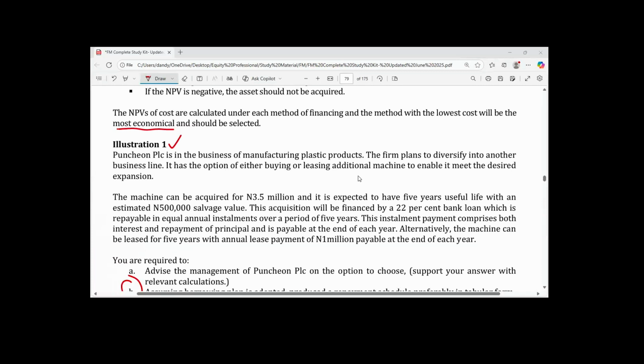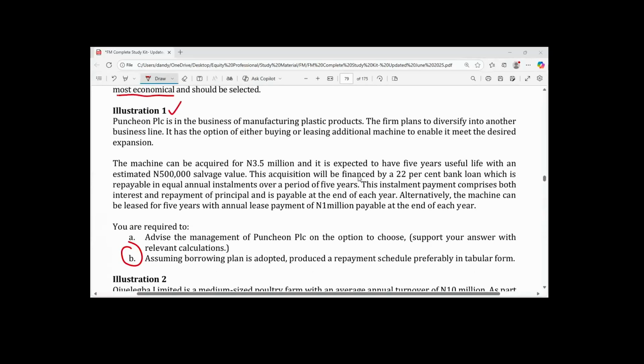Conjoint PLC is in the business of manufacturing plastic products. The firm plans to diversify into another business line. It has the option of either buying or leasing additional machine to enable it meet the desired expansion. The machine can be acquired for 3.5 million naira, and it is expected to have 5 years useful life with an estimated 500,000 naira salvage value.